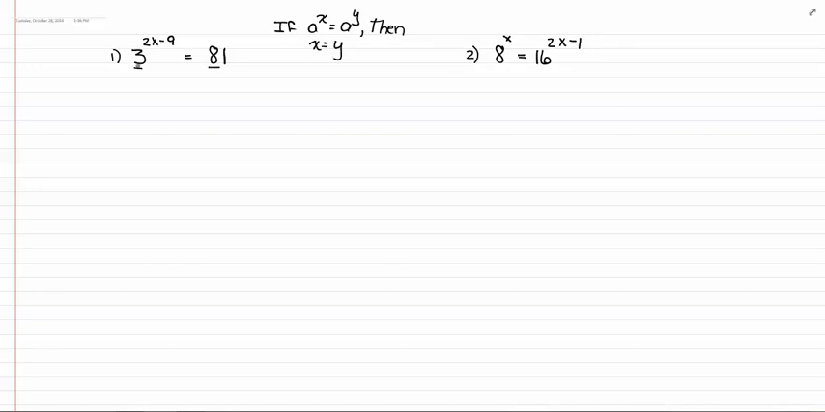So from here, in this first example, we have a base of 3 and a base of 81. I can rewrite the number 81 as 3 to a power. That would be 3 to the 4th power, and this one already has a base of 3. So if the bases are the same, I can set the exponents equal to each other, and then solve for x. So add 9 to both sides of the equation, divide by 2, and that's your answer.